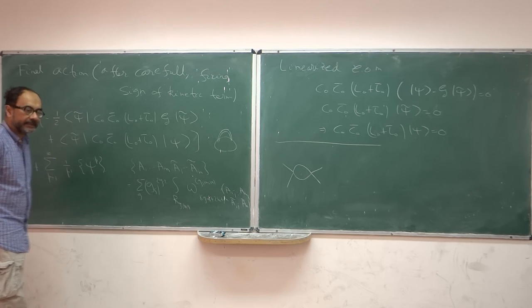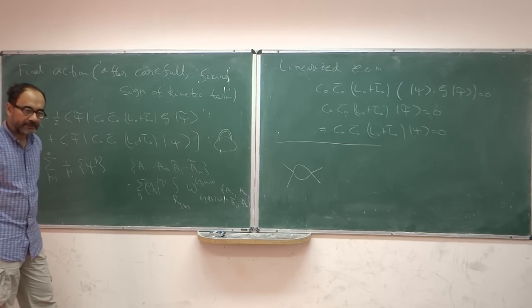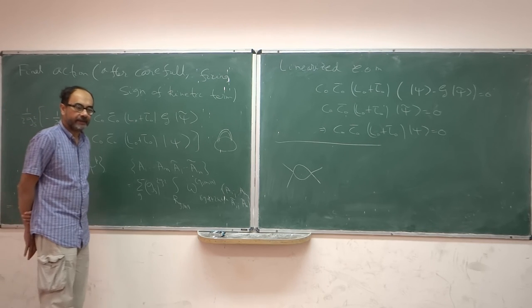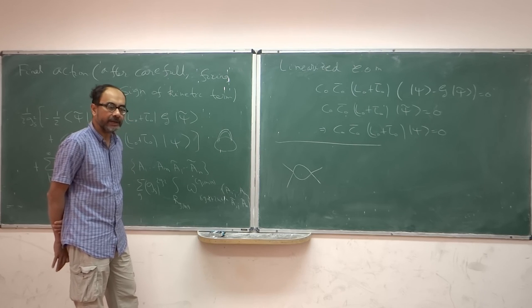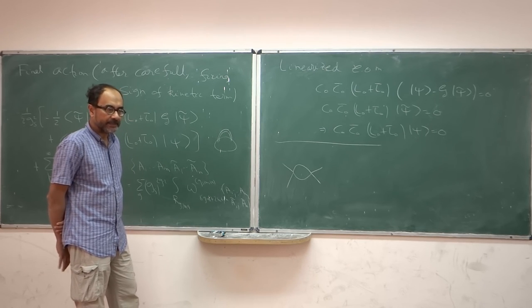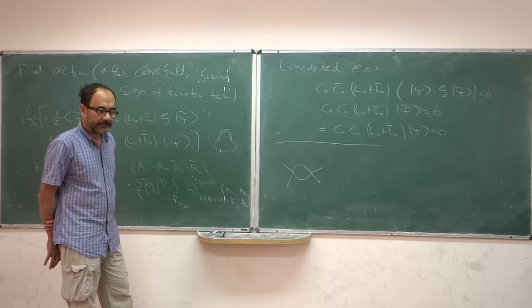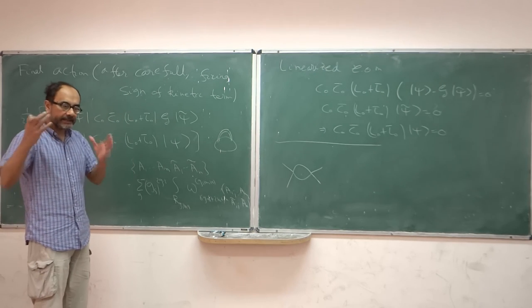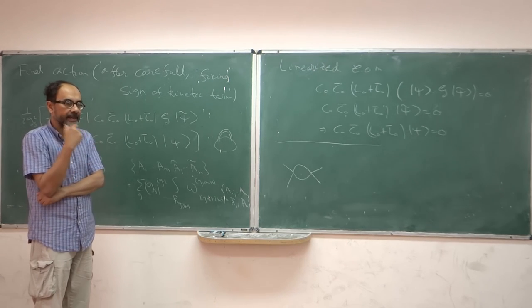So this action is not a tree-level action. It has corrections of order gs, but it's not a quantum effective action. Okay? The 1PI effective action will have the property that you only do tree-level calculation with that. Right? This is somewhere in between. This is something where you have to correct the action at quantum level to reproduce correctly the string amplitude.